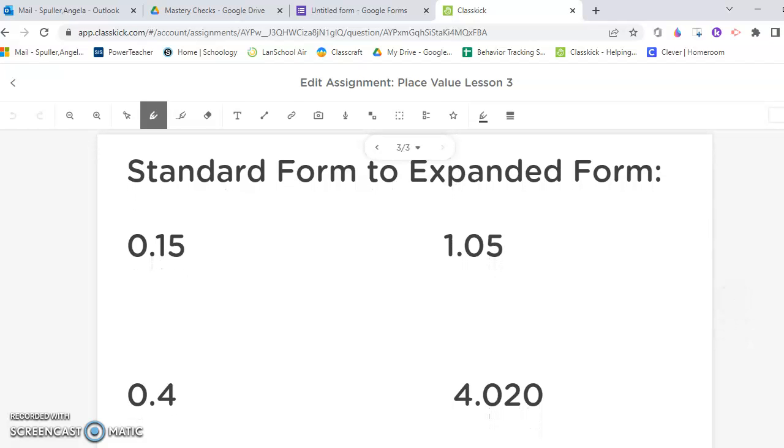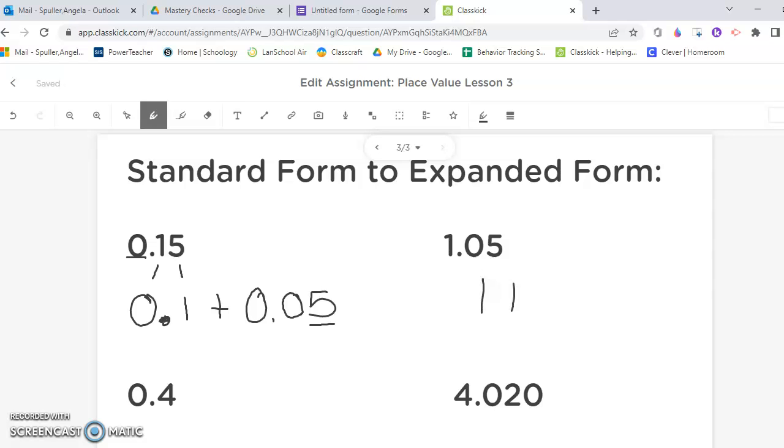Now, it has us in standard form, and they want us to go to expanded form. Okay. And I kind of want to show you along with this how to do it in word form. So first, let's do expanded form. So I'm going to take both place values. I don't have to put anything for the 0, but I do have to say 0.1 plus 0.05 because I got to keep this 5 in the hundredths place. A little tricky, right?